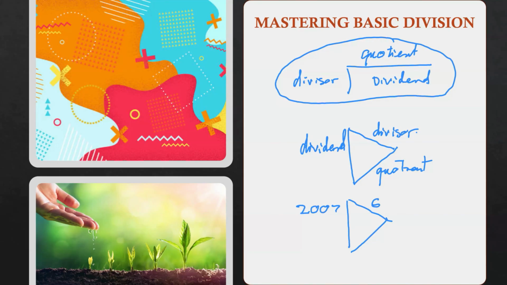Okay, so 6 goes into 2, I can't do it. I put a 0. Now, 6 goes into 20, I get 3 times, so 3 times 6 is 18. So subtract, I get 2, 0 goes down, 3 times 6 is 18, subtract, I get 2, and 7 goes down. So now I get 4, so 4 times 6 is 24, and subtract, I get a 3. So I got the remainder 3.